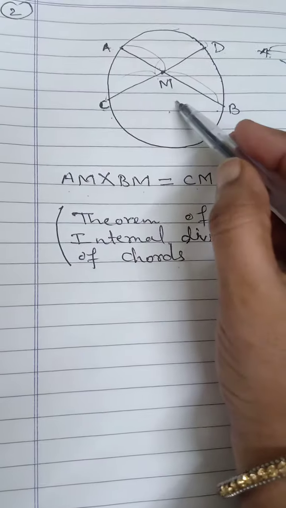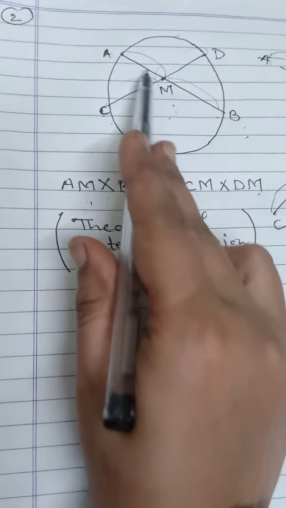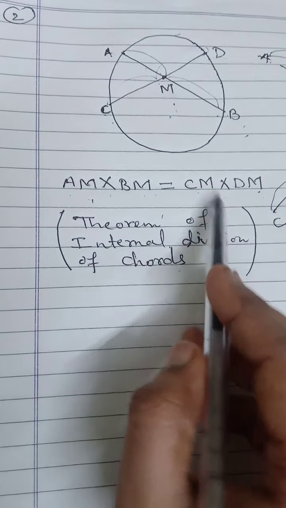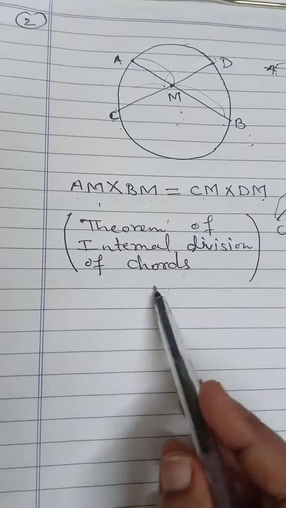Whenever two chords are intersecting each other internally, we take the product of the two parts on one chord, which is equal to the product of the two parts on the other chord. And the reason is the theorem of internal division of chords.